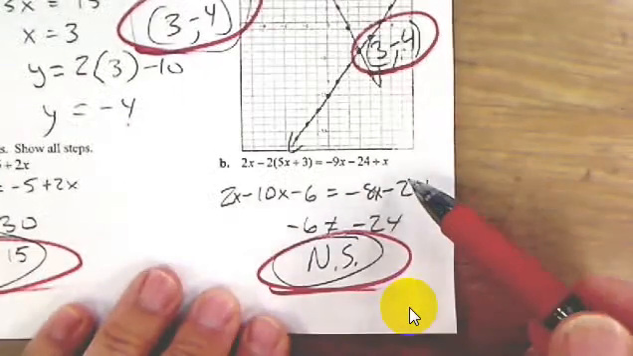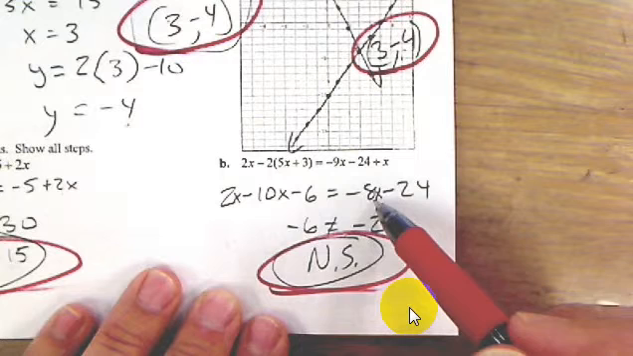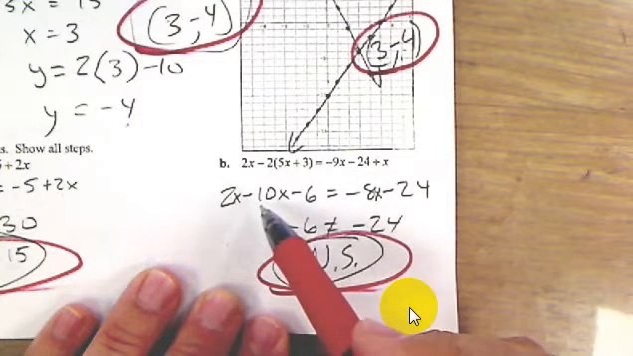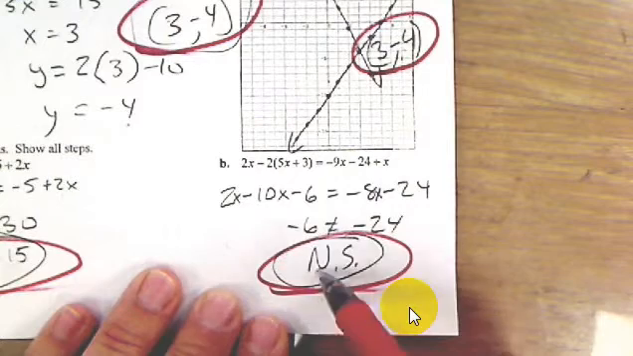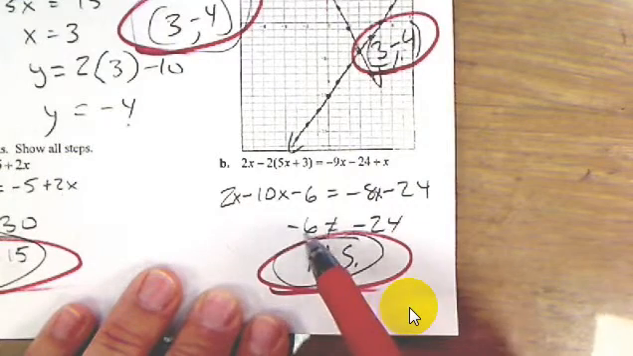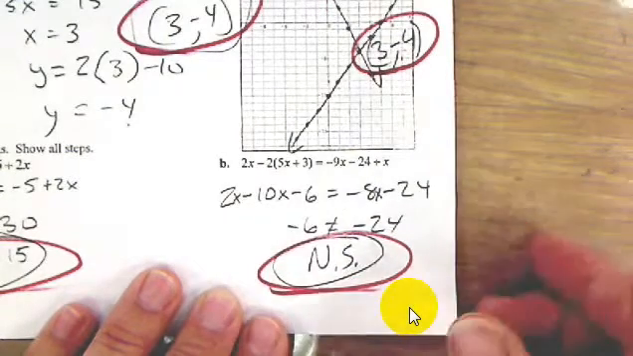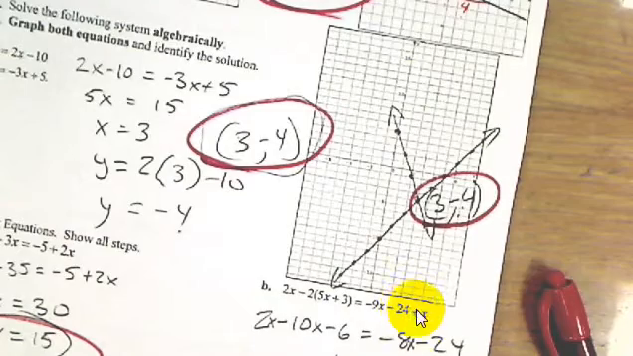This one came out to be no solution because when I added 8x to this side, and added 8x to this side, the x's canceled out. It left me something that's not true, so that's no solution. If it left me something true, then it'd be all numbers. All right.